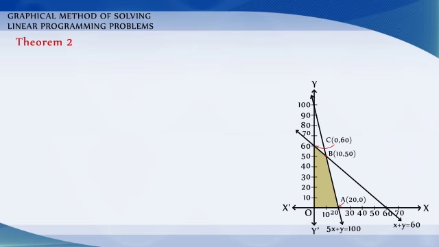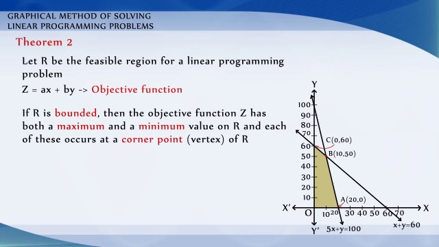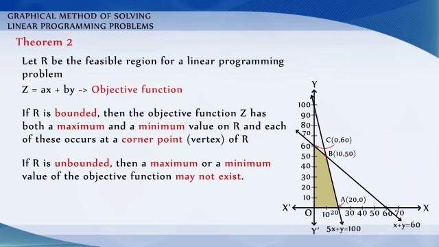Theorem 2. Let R be the feasible region for a linear programming problem, and let Z = ax + by be the objective function. If R is bounded, then the objective function Z has both a maximum and minimum value on R, and each of these occurs at a corner point of R. If R is unbounded, then a maximum or minimum value of the objective function may not exist.